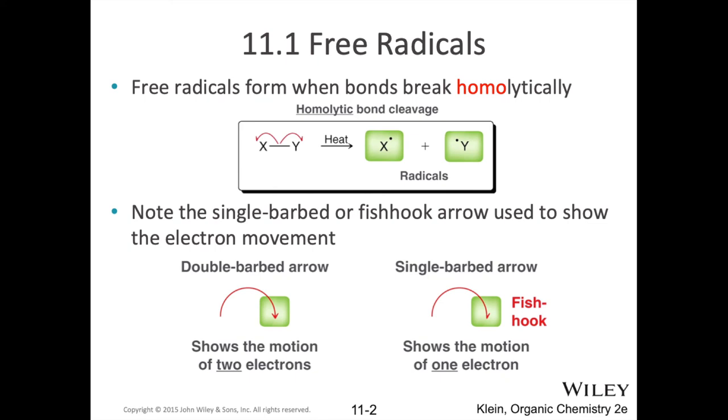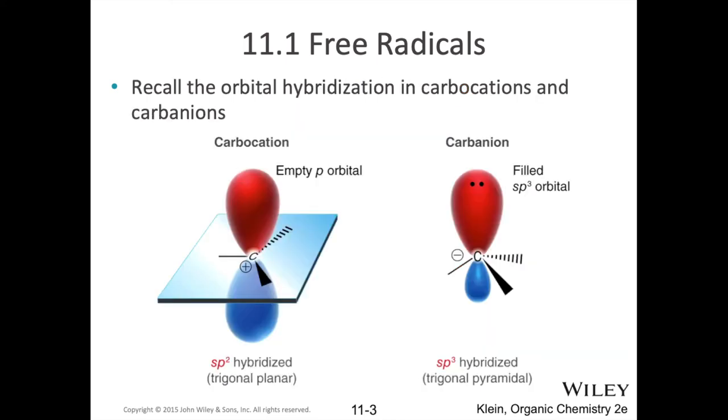Okay, so one of the steps where radicals are formed in this chapter involves the homolytic cleavage of covalent bonds, where the two electrons are split up and you form two radicals, each with one unpaired electron. So, what do free radicals look like?